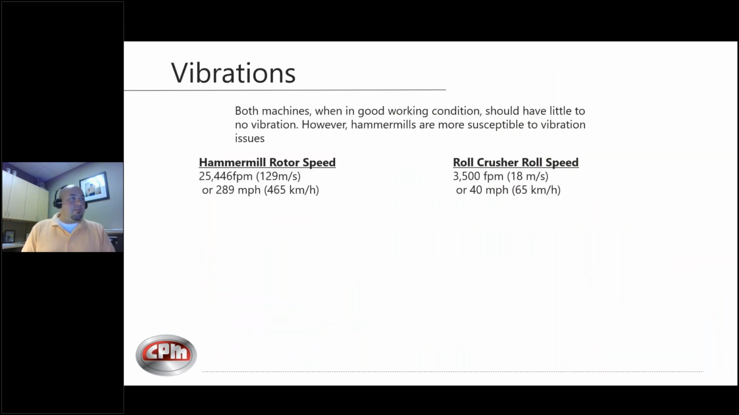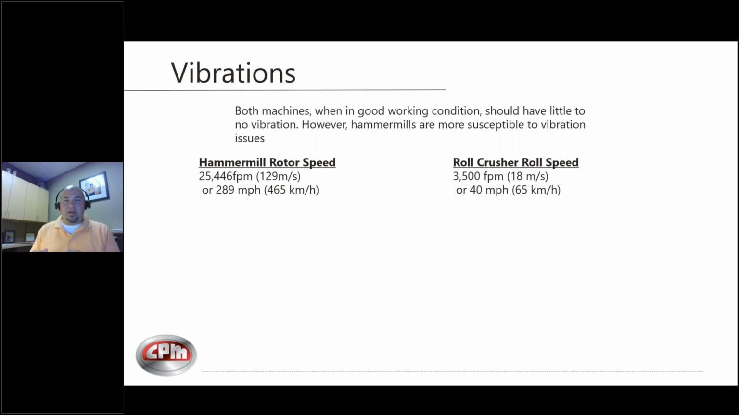Vibrations. First off, just the first caveat there, both machines, when they are in good working order and well maintained, should have little to no vibration. However, what we typically do see is that Hammermills are more susceptible to vibration issues, simply because you have a very large rotor spinning very fast. Not all Hammermill rotors spin this fast, but some of the biggest ones in the market spin up to 25,000 feet per minute, or 129 meters per second. That's a large rotor moving very fast.